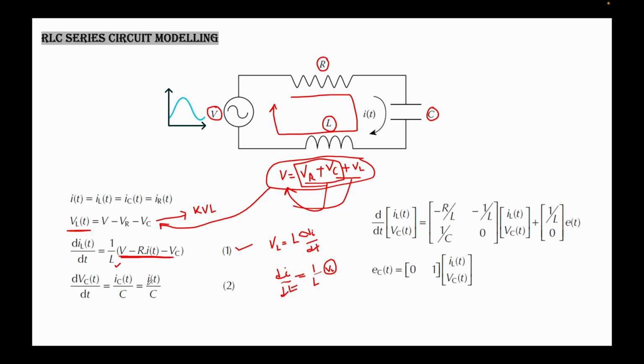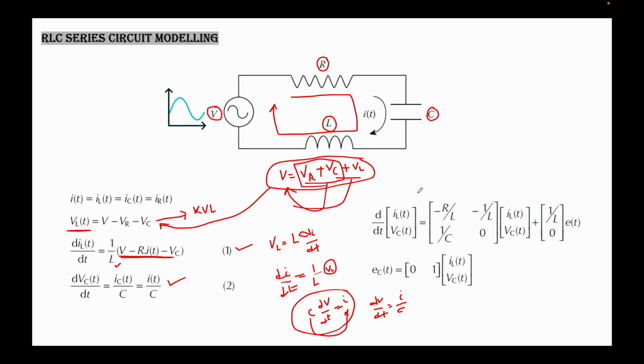Then we already know that C dV by dt equal to I. This is the basic equation for a capacitor. So we just move this C downside, and it will be like dV by dt equal to I by C. So this is the second equation. Using these two equations, we can create our state space model.